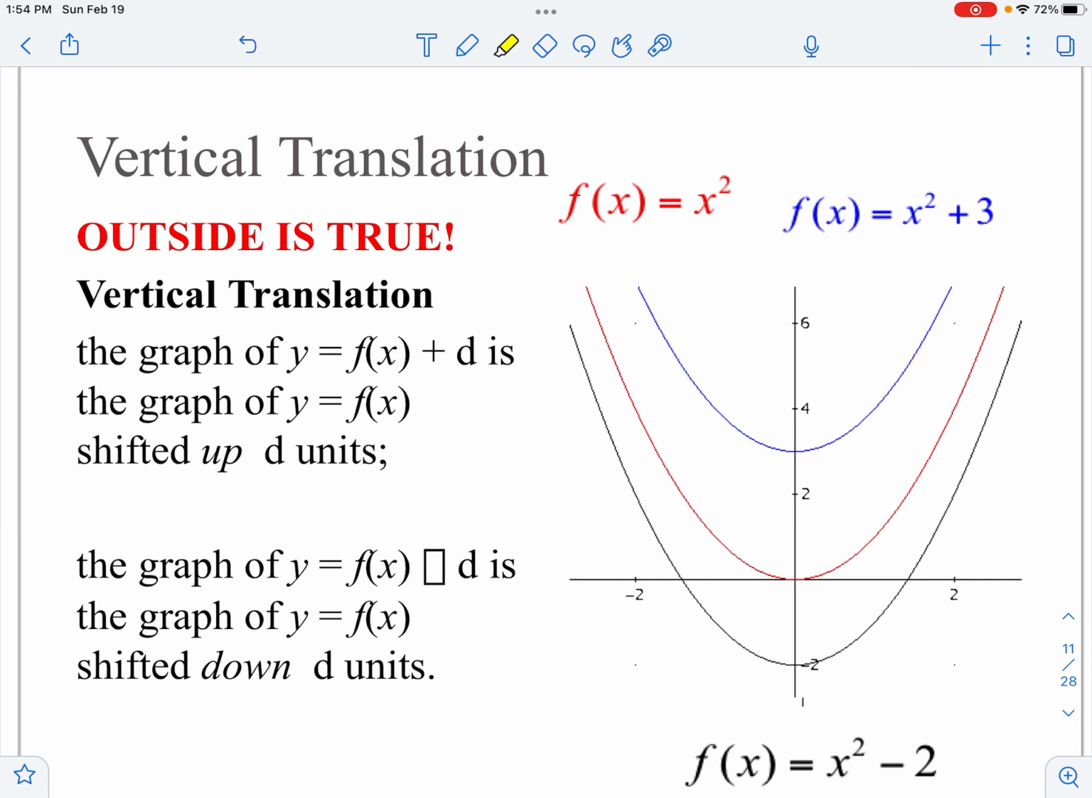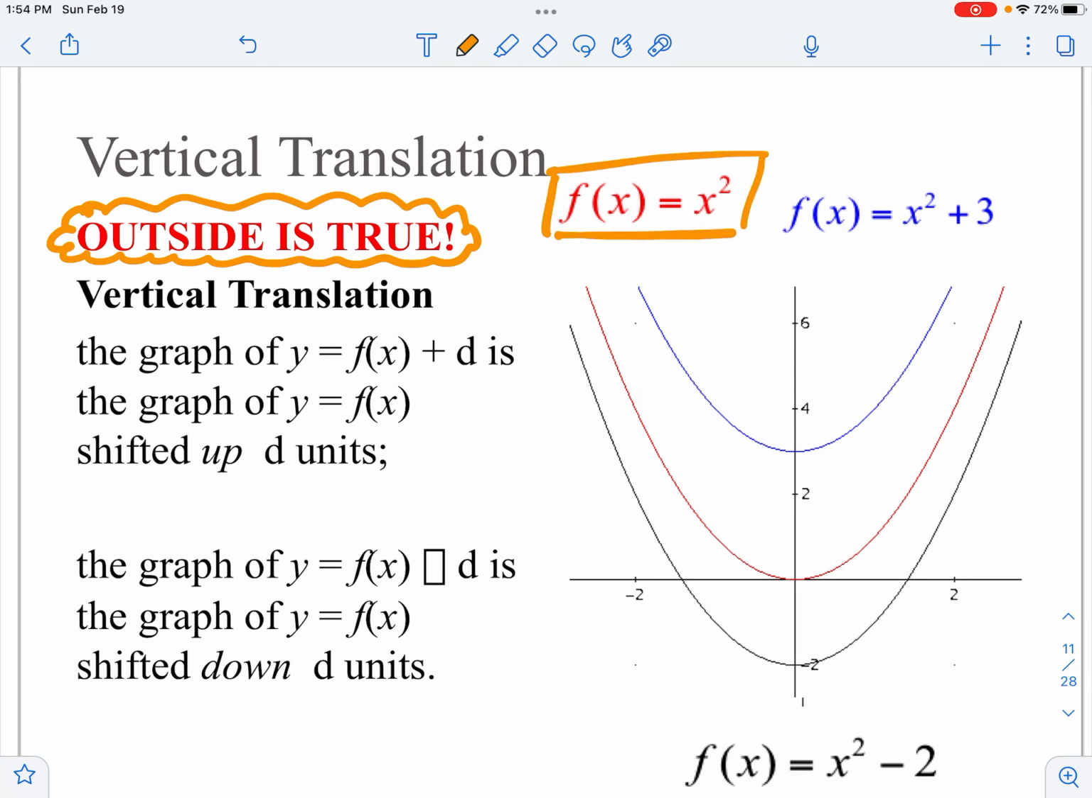So first we have what's called a vertical translation. This is a kind of a rule that we can go back to. Outside is true. So what does that mean? Here in red we have our basic graph, sometimes referred to as the parent function, f of x equals x squared or y equals x squared. This is in red right here. That is that graph.